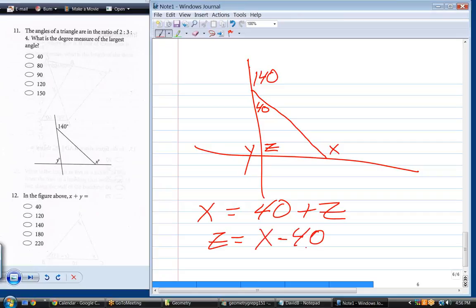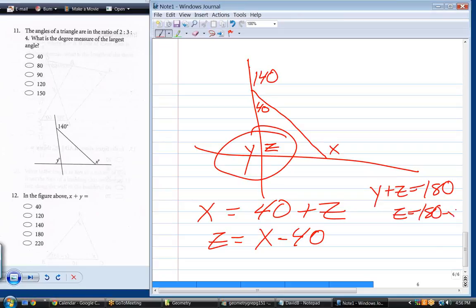Okay. Now, let's solve for z here. Z is also equal to what in terms of y? Just these two angles right here. Z plus y equals what? 180. Okay, hold on, let me get this straight here. We got y plus z equals 180. So z equals 180 minus y.